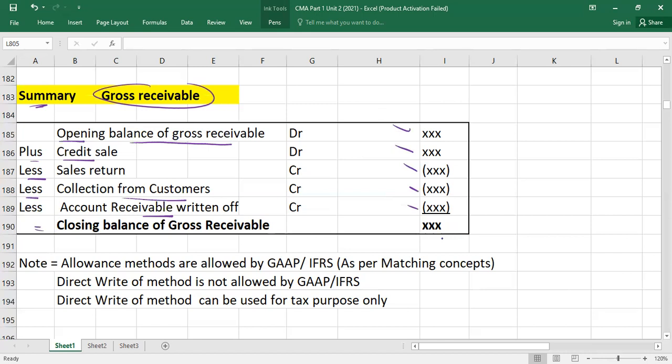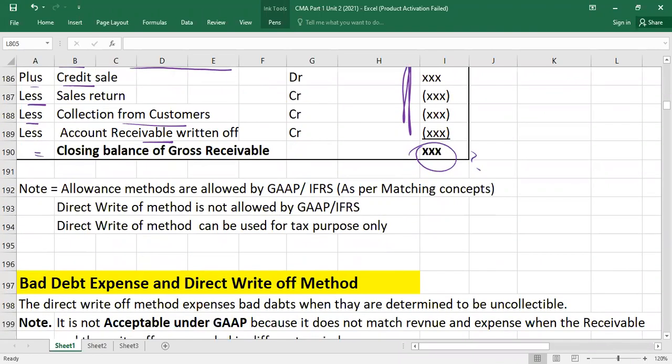So this is equal to what? Closing balance of account receivables. Now guys, if you are required to calculate the closing balance in your exam, you have to come straight. But if any of these values is missing in your exam, you have to go reverse. Reverse means plus will become minus and minus will become plus. Understood? The summary you have to memorize, please. Now, the three allowance approaches are done.